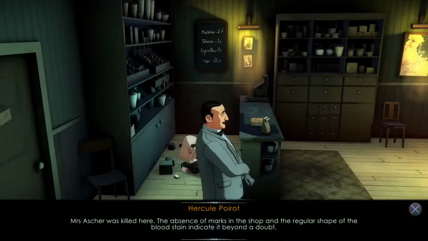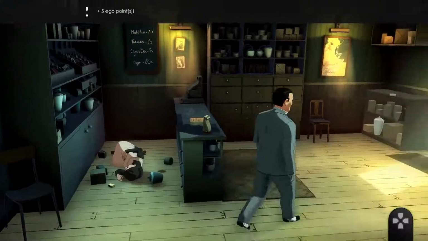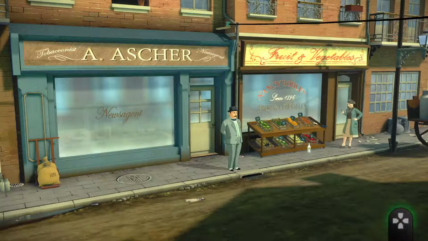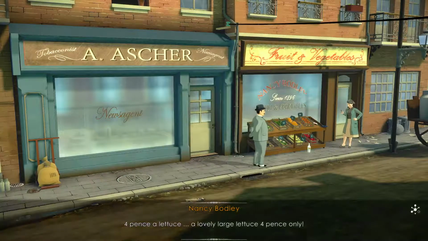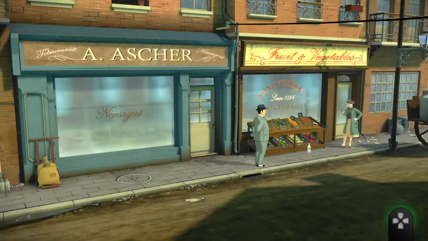Mrs. Asher was killed here. The absence of marks in the shop and the regular shape of the blood stains indicated beyond a doubt. All right. Oh, it's open. 4 pence a letter, a lovely large letter, 4 pence only. 4 pence. Is that 4 cents?